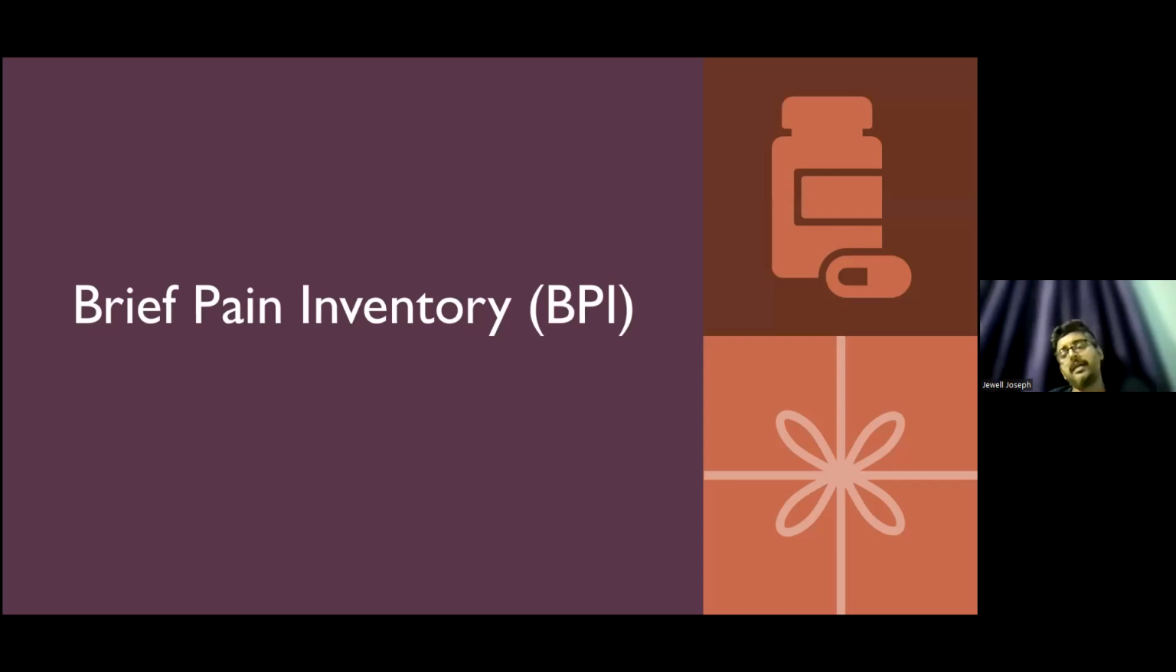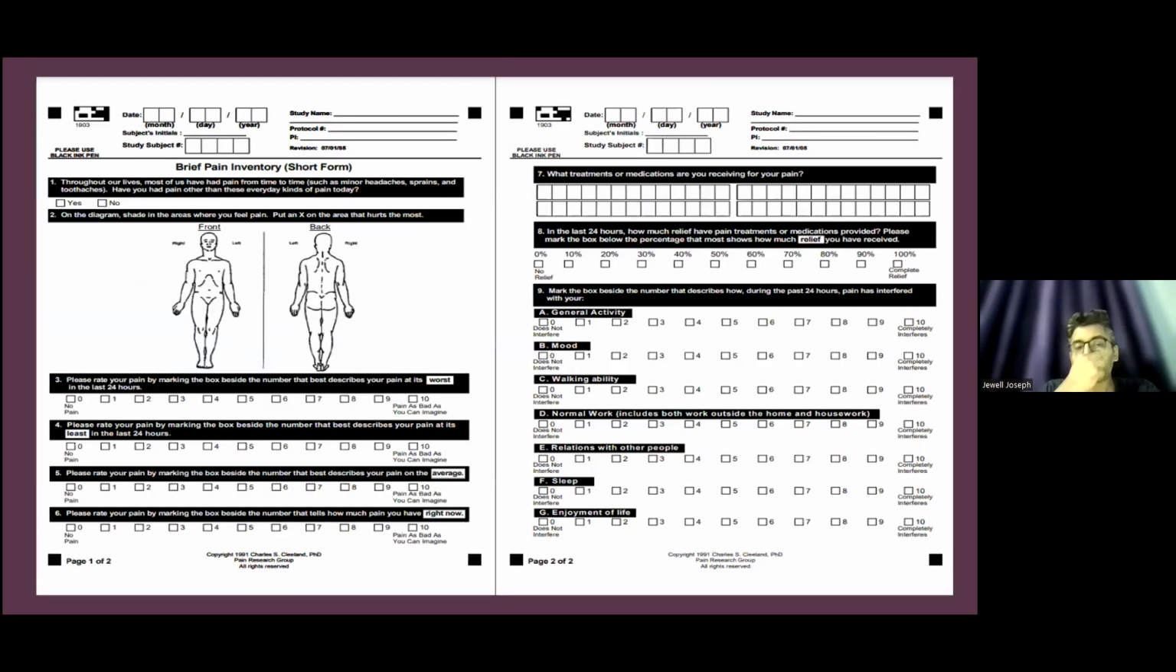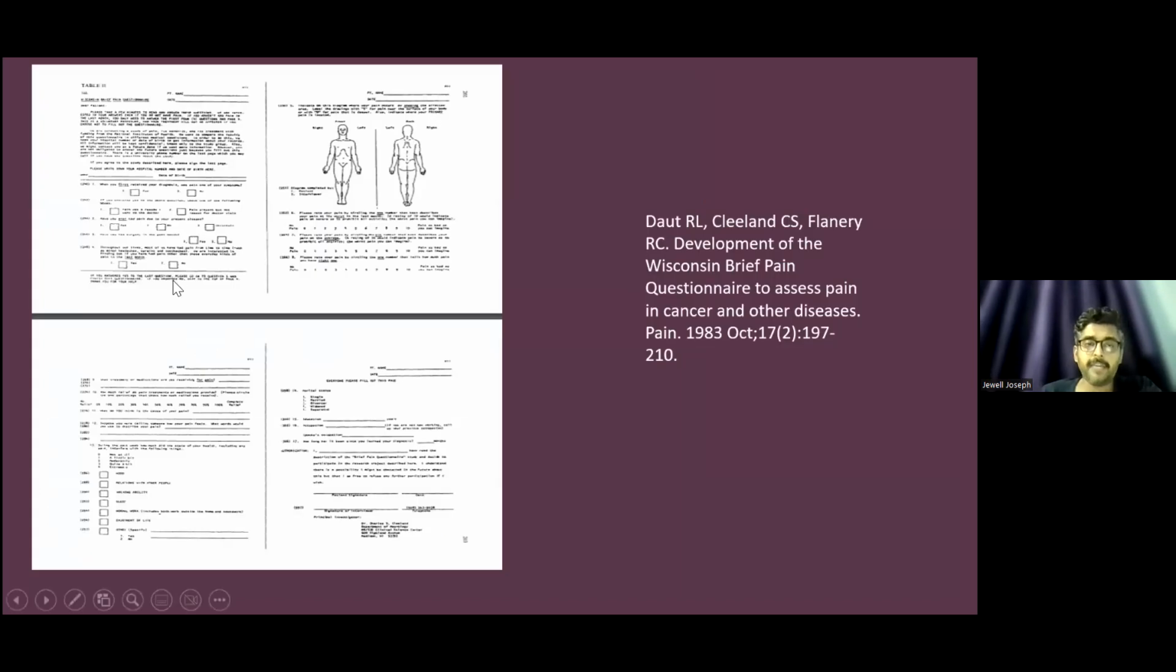Another multidimensional questionnaire which is widely used is the brief pain inventory. This first came out in 1983. It can be downloaded from the MD Anderson Center website. It is actually paid; we'll come to that later. So this is the original brief pain inventory which came out in 1983.